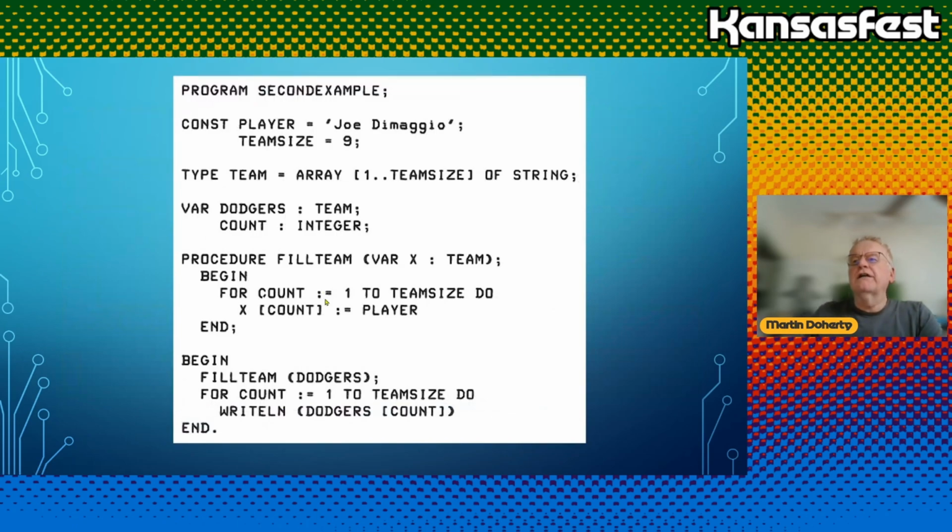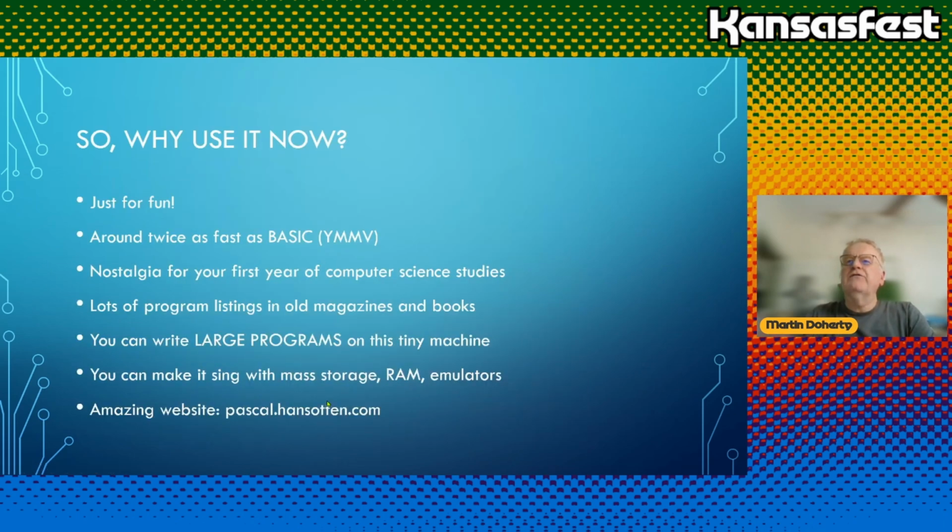A slightly longer example. This one is using an array of strings, and it's declaring a couple of constant values as well as a couple of variables. And again, it has a short procedure and a for loop in the main. So I just wanted to give you a quick look at what it looks like.